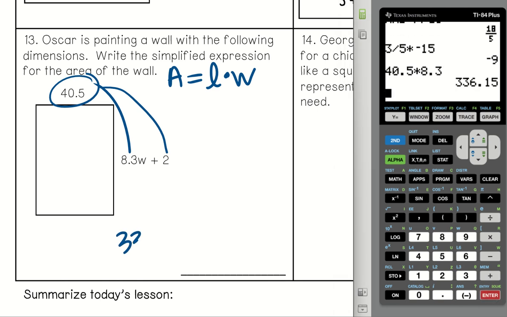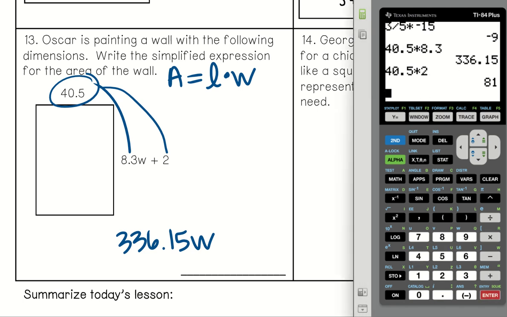So that's going to give me 336.15 W. And then we're going to do 40.5 times 2, which gives me 81. So the area of this rectangle is 336.15 W plus 81.